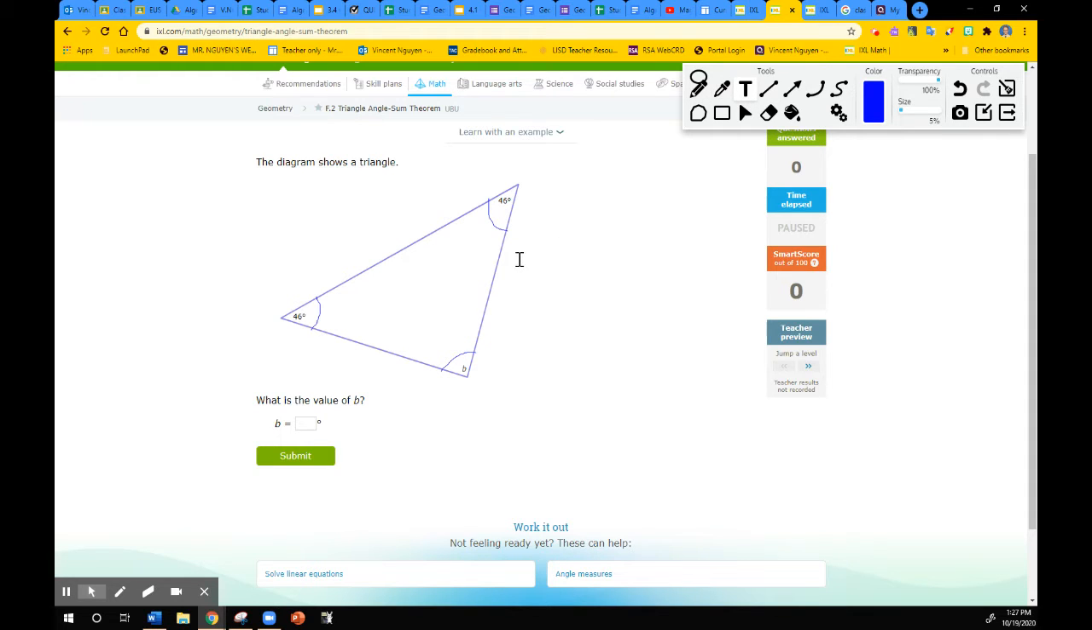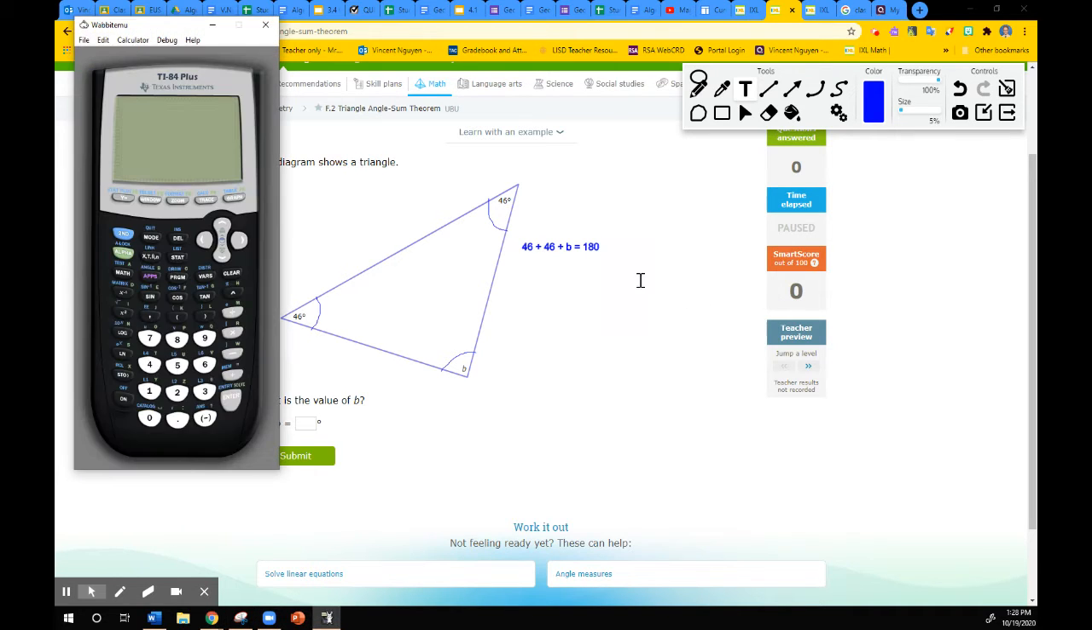So I'm not going to write this down every time. I'm just going to do it the first time so that you understand what the theorem is saying. The first angle plus the second angle plus the third angle all equals 180. Okay, so this is just simple equation solving, right? You combine 46 and 46 and you subtract it from 180. That's what we're going to end up doing.